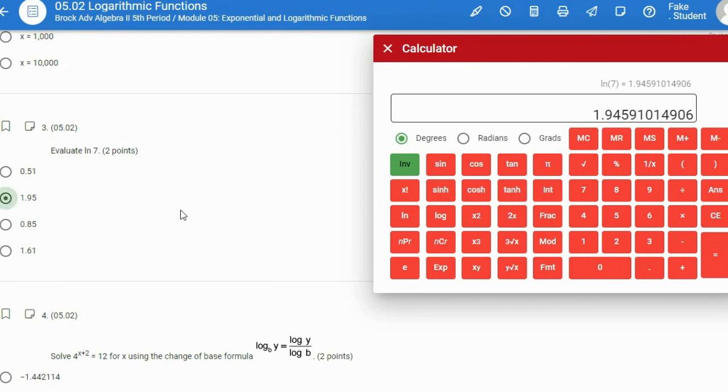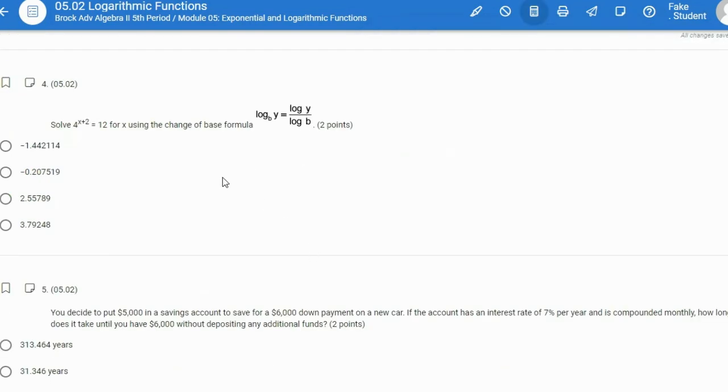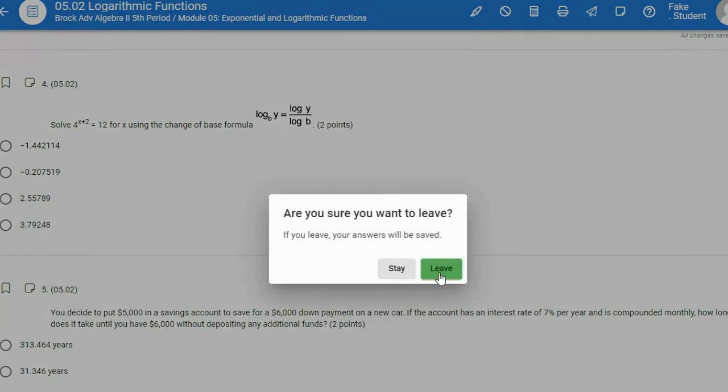Hey, I got that one done. 1.9459. So on this calculator, you hit the log button first and then tell it what you want the log of. I want the log of 100. Well, that's 2. So hit the log button first, and then what number do you want the log of? Okay. Just wanted to show you that. You have 5 problems.